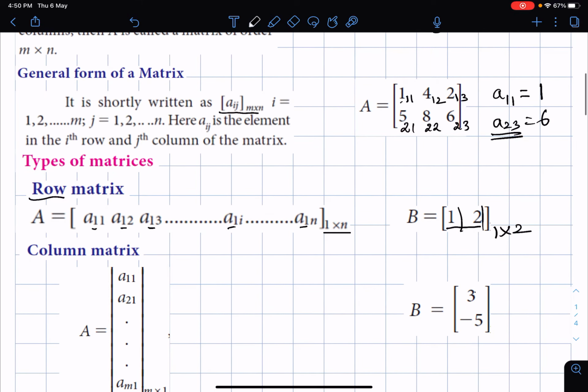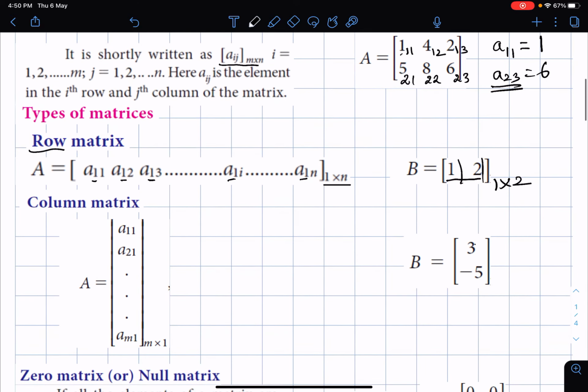Similarly coming to the column matrix, it is vice versa. You have got only one vertical line, so this is going to be 1 always and only m is going to vary. Here B equal to, see first row, second row, whereas you have got only one vertical line and 2 horizontal lines. So the order of this is going to be 2 into 1 because only a single column is here.